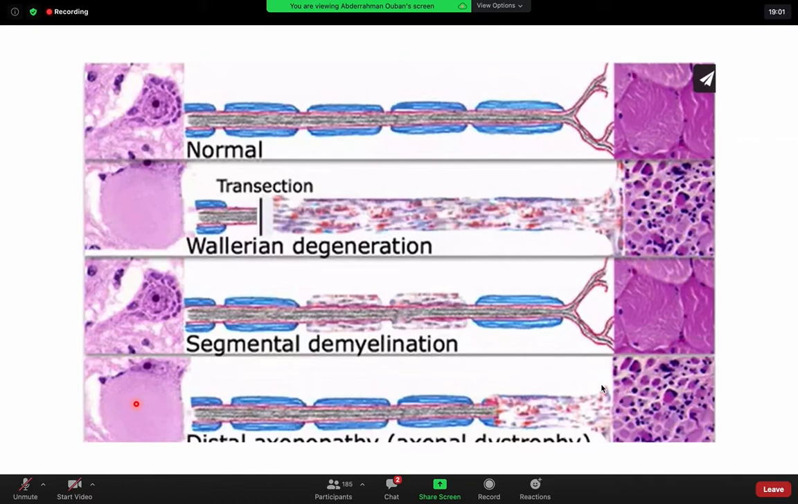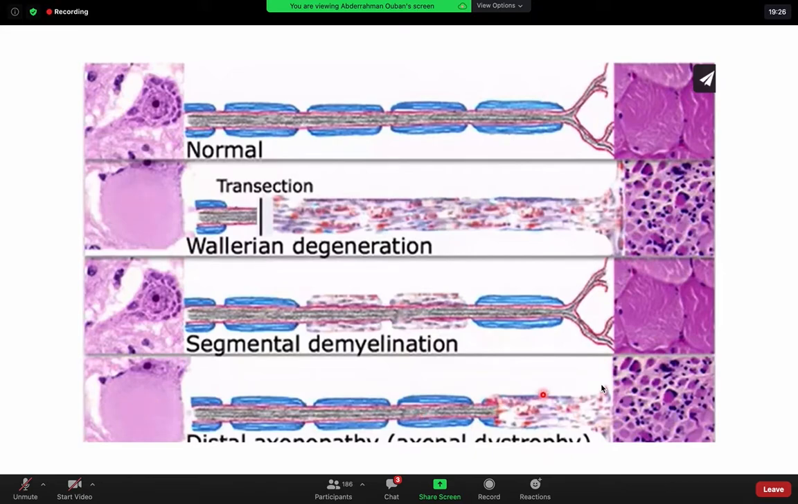Remember the subendocardial region, with regard to the coronary artery, when it becomes blocked. Similar exact thing here, actually. So here, the first area that is going to become degenerated after the neuronal body injury is going to be the most distal area from the origin, from the neuronal body.